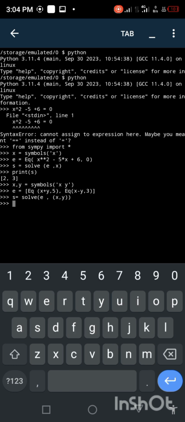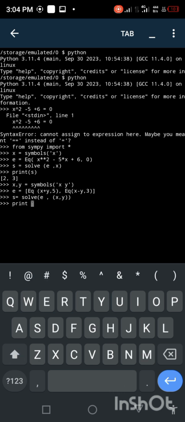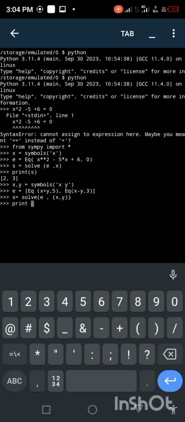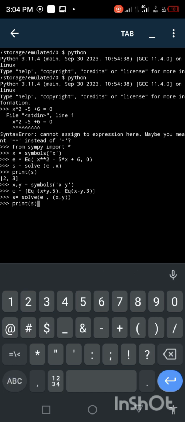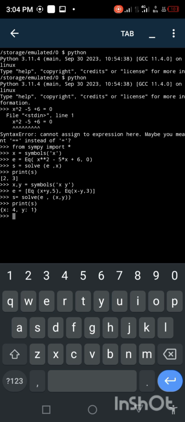Alright? Now print s, which is the solution. Print s. You say x is equals to 4 and y is equals to 1. Alright? See you next time.